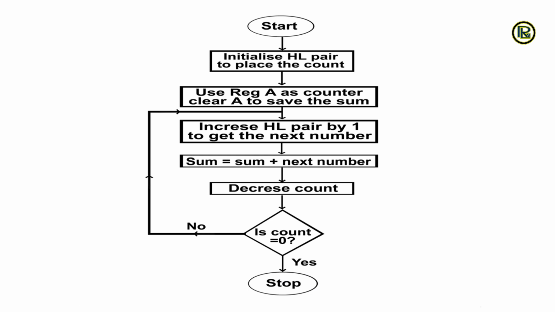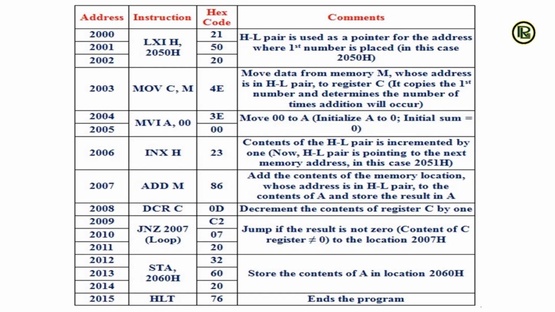So here a loop is active depending upon count. If count is 0, then it will stop. If the count is not 0, then it will go back to the old position. Then it will increase HL pair by 1 and do these 3 steps. And here is the program.